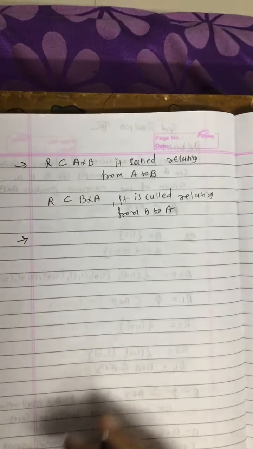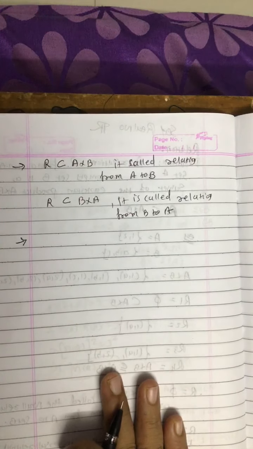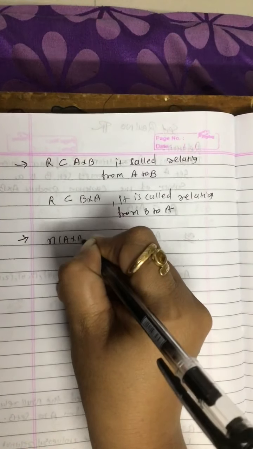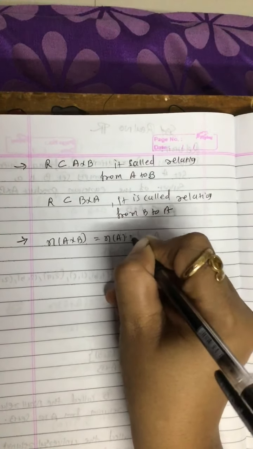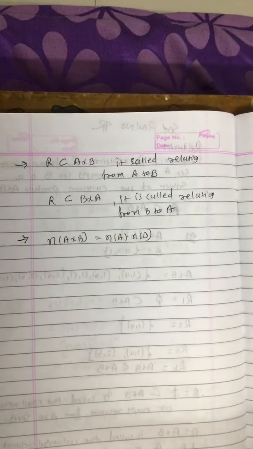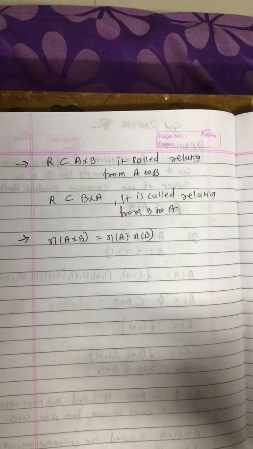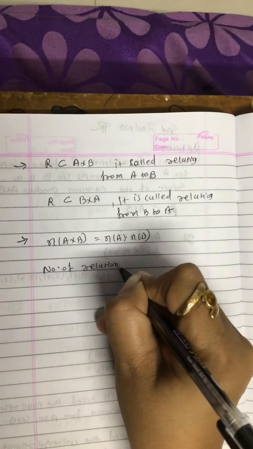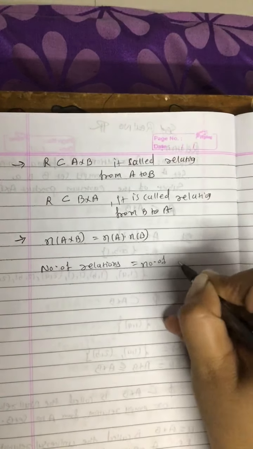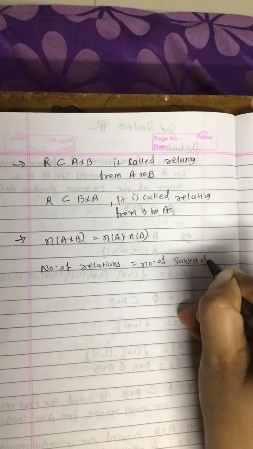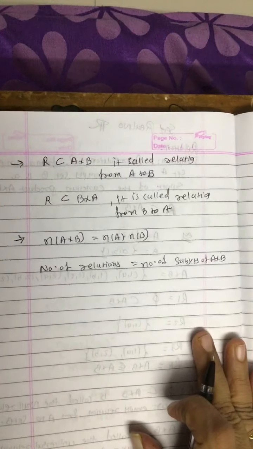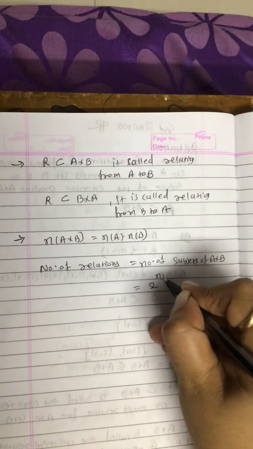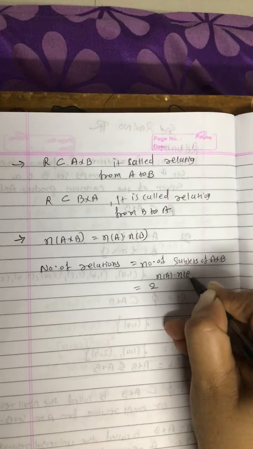Now, how many relations are there between set A and set B? So students, we have studied that the number of elements in A cross B is equal to NA into NB. We also studied that a set has 2 raised to the number of elements subsets. So the number of relations is equal to the number of subsets of A cross B, right? So how many subsets does this have? It will be 2 raised to NA into NB.